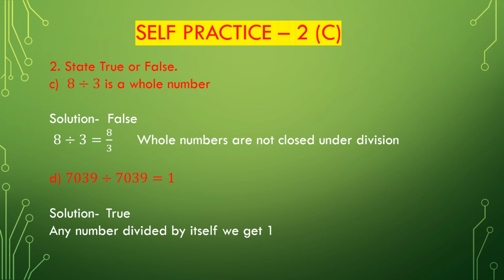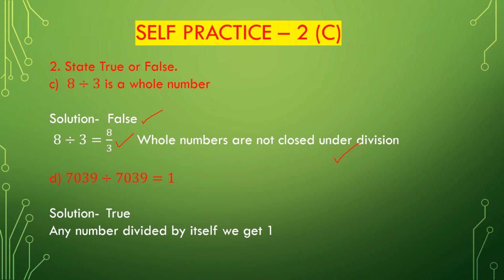Now we solve question number 2, bit C. 8 divided by 3 is a whole number. That is false. As we know, 8 divided by 3 is a rational number. We know whole numbers are not closed under division. So 8 divided by 3 is not a whole number. This is a false statement.